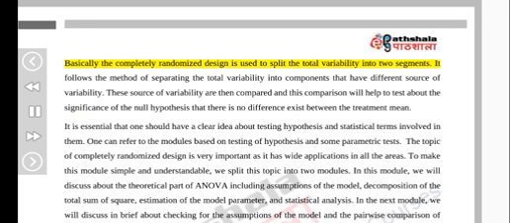Basically, the completely randomized design is used to split the total variability into 2 segments. It follows the method of separating the total variability into components that have different sources of variability. These sources of variability are then compared, and this comparison will help to test the significance of the null hypothesis that there is no difference between the treatment means.